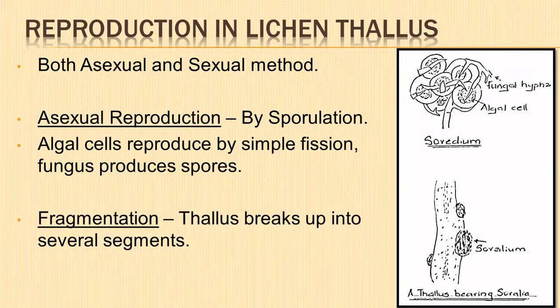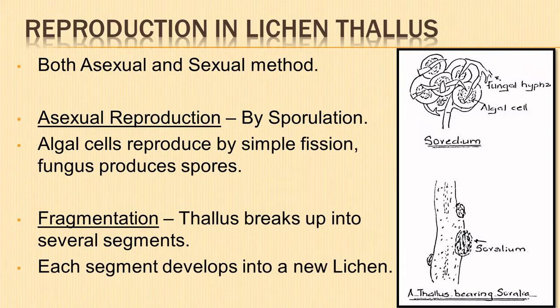First, fragmentation. It is an efficient means of propagation. The thalli may break into several segments either due to aging or due to certain accidents. The segments that contain both the symbionts develop into a new lichen. Thus, a number of separate individual lichens, all derived from the parent thallus, are formed.